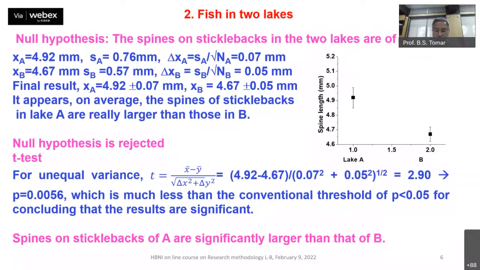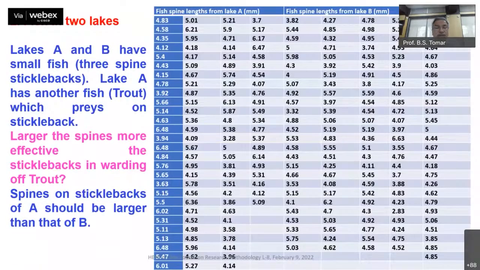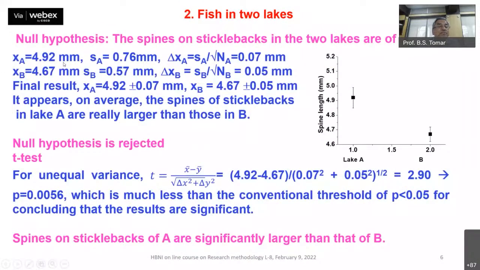But if you analyze the data from the table which I showed previously, then you calculate the mean. For lake A, the mean is 4.92, the standard deviation is 0.76, and the standard error of the mean is 0.07 millimeter. For lake B, the mean is 4.67, the standard deviation 0.57, and the standard error 0.05 millimeter. So the final result is XA 4.92 plus minus 0.07, XB 4.67 plus minus 0.05. Looking at the values, it appears that on average, spines of sticklebacks in lake A are larger than those in lake B.